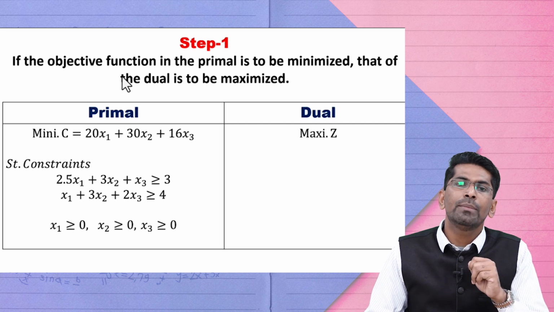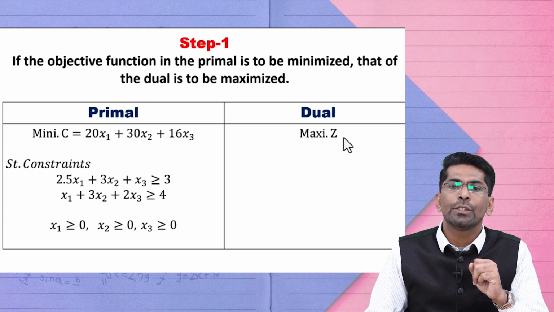The first step: we said that the objective function in the primal problem is minimization, so its dual will be maximization. So I am going to change the minimization of cost into a maximization of profit.